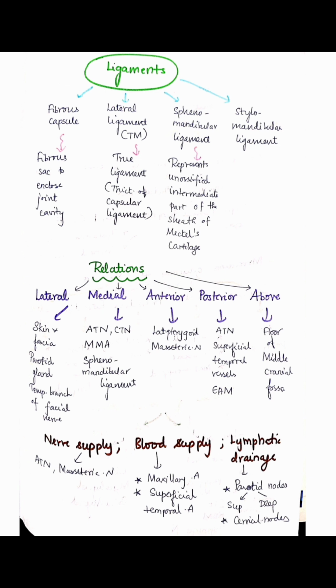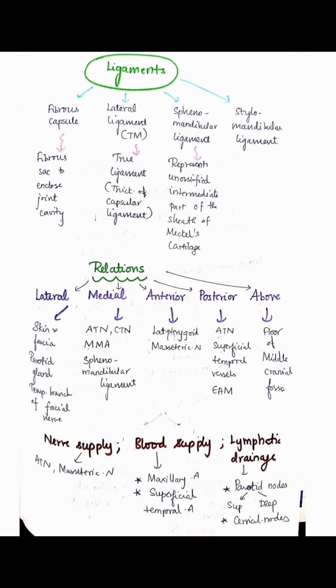Now ligaments. There are 4 ligaments: fibrous capsule, lateral ligament, that is the temporomandibular, spinomandibular and stylomandibular ligament. The fibrous capsule is the fibrous sac that encloses the joint cavity. It is attached above to the AF, the articular fossa, and STF, the squamotympanic fissure. Then the lateral ligament is the temporomandibular ligament. It is a true ligament.